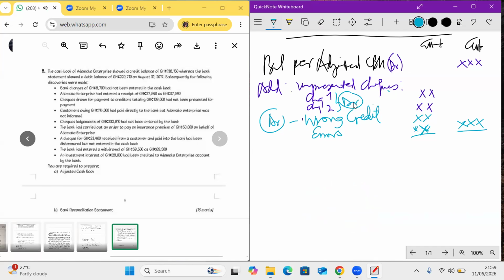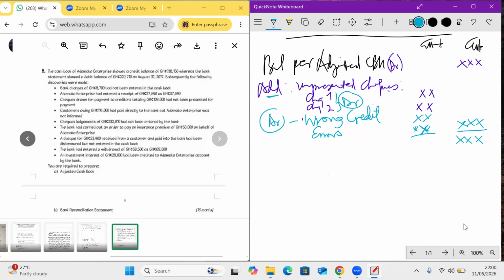Unpresented checks, how do we correct them? Debit. Wrong credits, how do we correct them? Debit. When there's an error, how do we correct it? We debit. It's similar to wrong credit, but the explanation will help you understand it. Because they are all debits, they're on the same side of the account, and when they are on the same side, we add them. That's why we said add unpresented checks. Are we good?